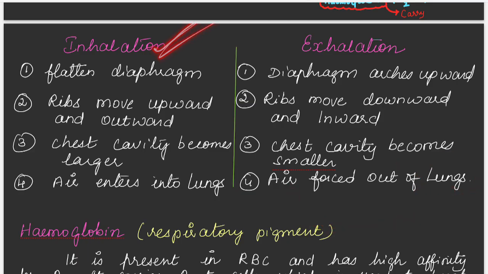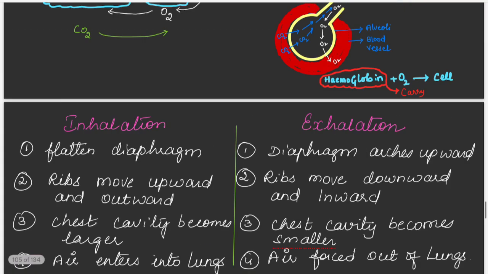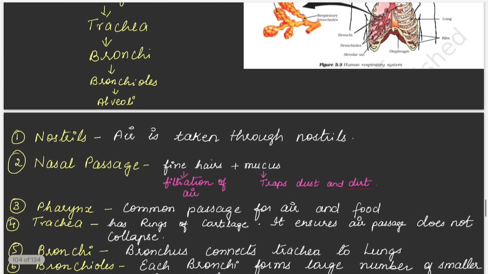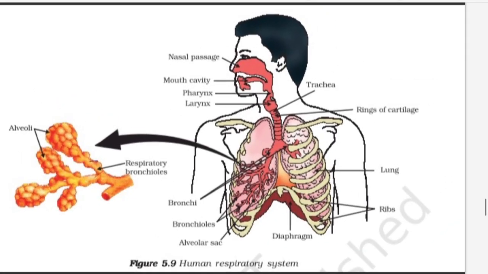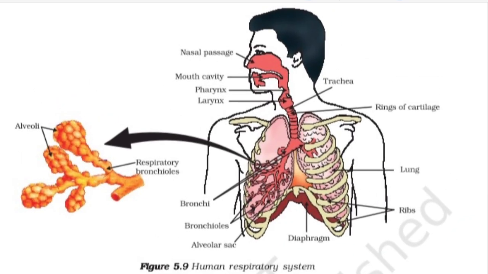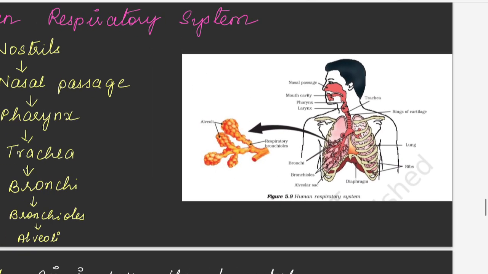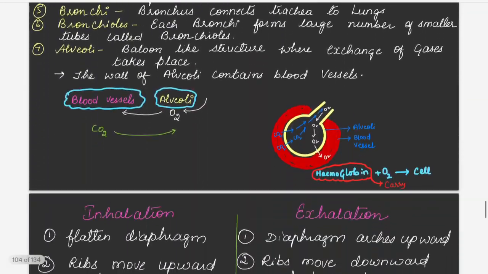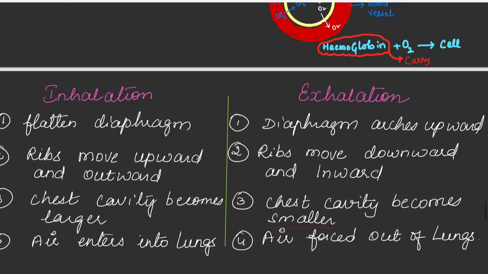So during inhalation you can see the diaphragm will flatten. So where is this diaphragm present? Let us see in this picture. Can you see here this brown muscular layer which is present? This brown muscular layer is called the diaphragm. So during inhalation what happens is, the diaphragm will be flattened. So that is, the diaphragm will be flat like this.